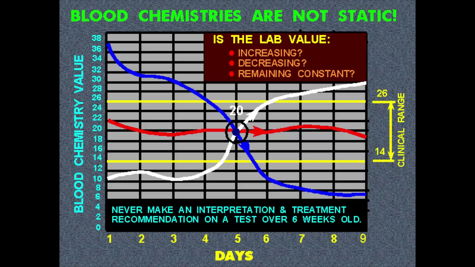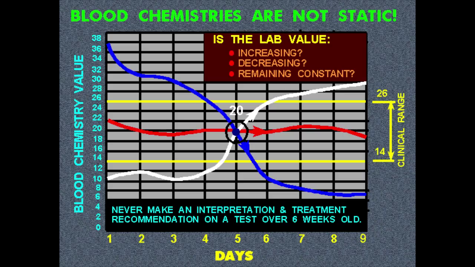Let's look at the test in white. On day 1 it reads 10 and rapidly elevates to 20 on day 5, with a marked increase above the clinical range at 30 on day 9. Finally, note the test in red is rather stable, but the line is not perfectly level, as it varies only slightly throughout the 9 days between 22 and 19.